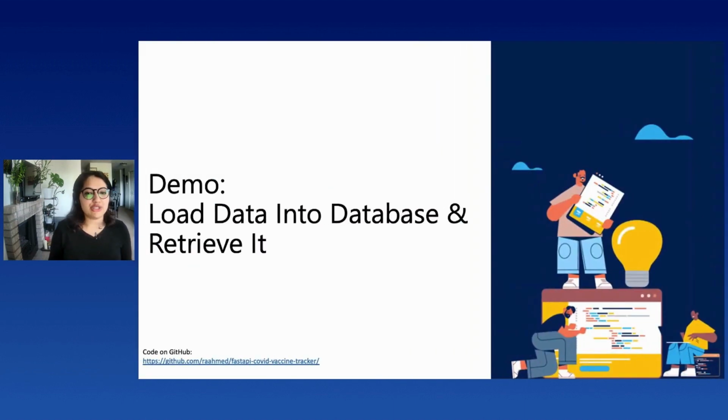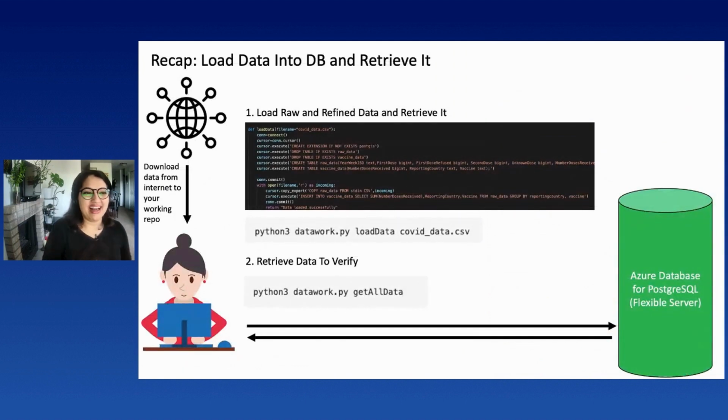So let's do a quick recap. What we did here was we loaded the data, we refined it, and then we retrieved it using some code that we use Python Fire to call using load data. You could pass in a specific CSV file, or you could just use the default name. Either one works given the way this code is written. And then again, we did data verifications using the get all data flag. So now we have our database piece really complete.